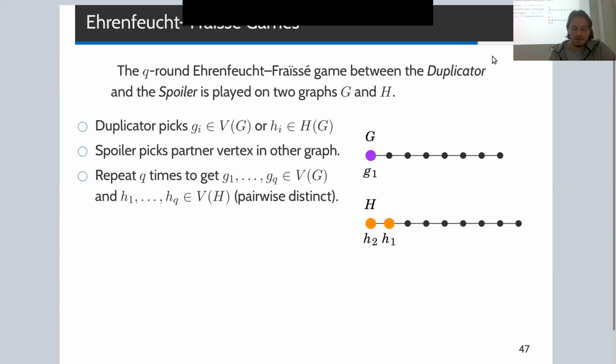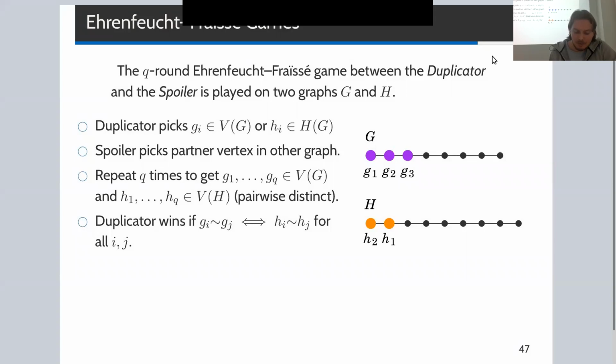So first, the duplicator picks a vertex. Maybe I'm confused. I have written it down differently. Maybe the spoiler is picking the vertex first and the duplicator has to copy the moves. I think I've written it the wrong way around on the slides. So anyway, one player picks a vertex and the other player has to mimic this move. So if H1 was picked, then the other player has to respond with G1, and if H2 has been picked, it corresponds with G2. And the duplicator wins if both graphs are equivalent. So the duplicator wants to make sure that Gi and Gj are adjacent in G if and only if Hi and Hj are adjacent in H.